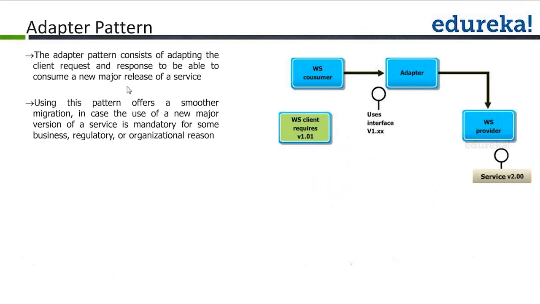So now we have another pattern, which is the adapter pattern. The adapter pattern consists of adapting the client request and response to be able to consume a new major release of the service. Be it a router or be it an adapter, the implementation more or less remains the same. The WS consumer, you can see, is asking for a version 1 point something, but the provider has a 2.x version, right? Can you see this? So we'll see what happens next.